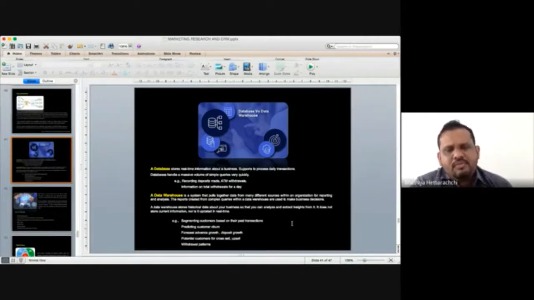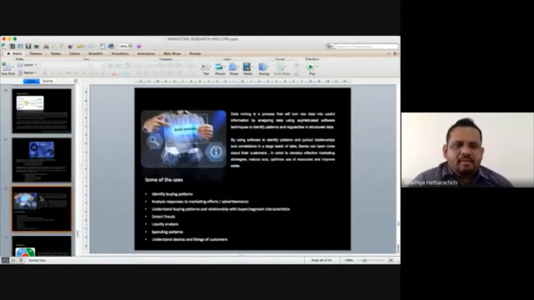So it can be used even to forecast the advance growth, deposit growth, then potential customers for cross-selling, upselling. Instead of total withdrawals, you can use a data warehouse to analyze withdrawal patterns. Right? So likewise, a data warehouse gives you answers to more complex questions compared to a database, right? So it's not a simple database, it's a kind of a system where it gathers data connected to all parts of your organization to provide you reports, business analytics, intelligence for you to take decisions.